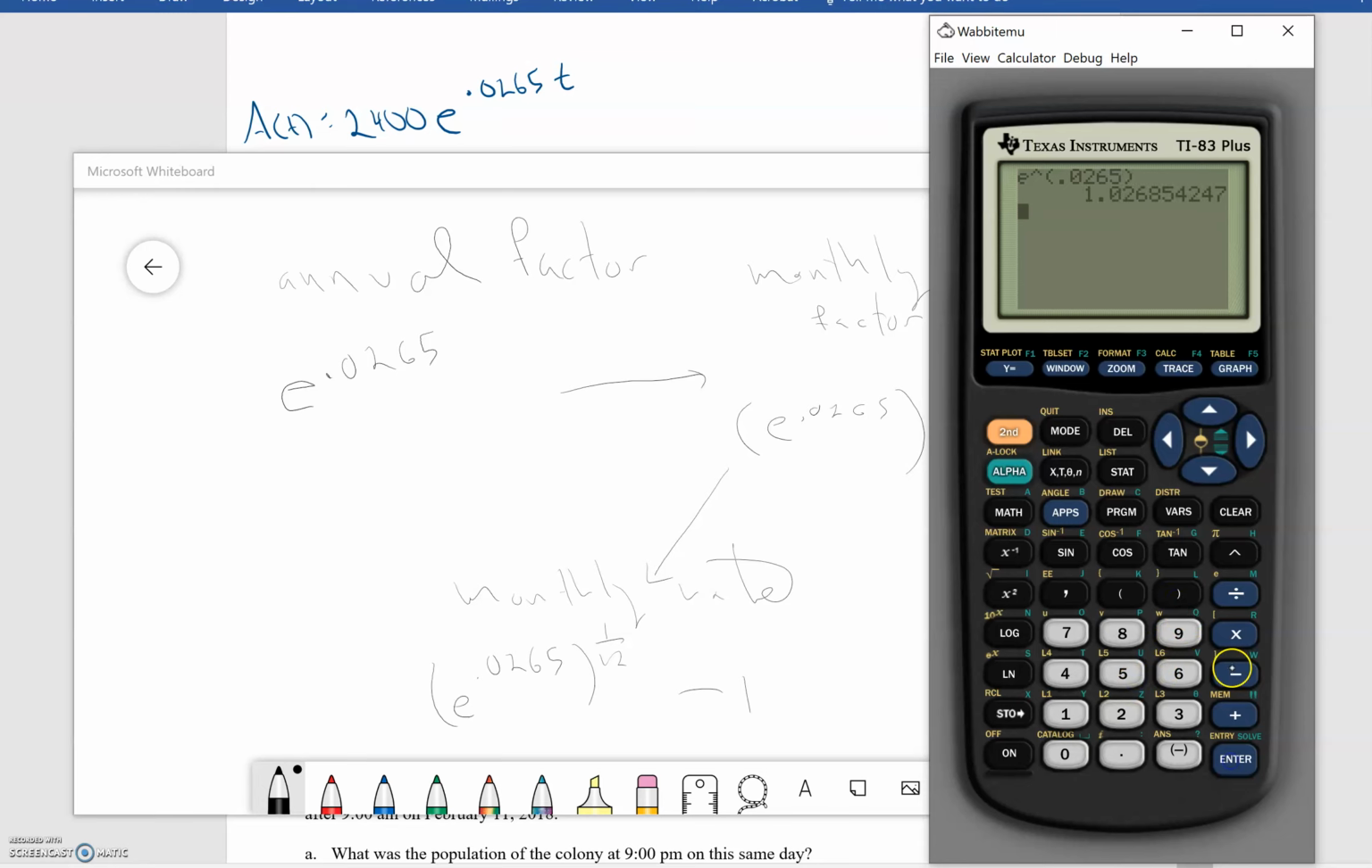And if you want to do it like this is fine. I can take that and then raise that to the 1/12. There's a lot of ways to input this. And it's 1/12 because we're going from yearly to monthly. Now that's the monthly factor.